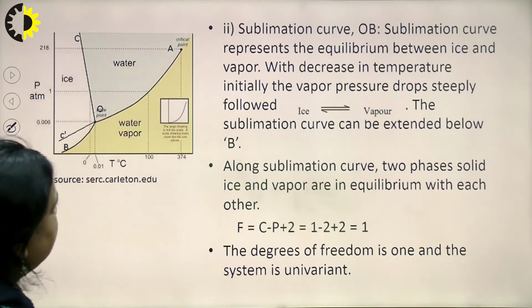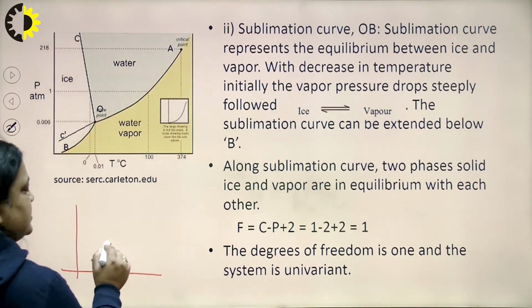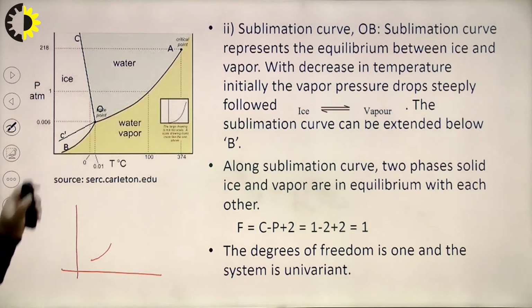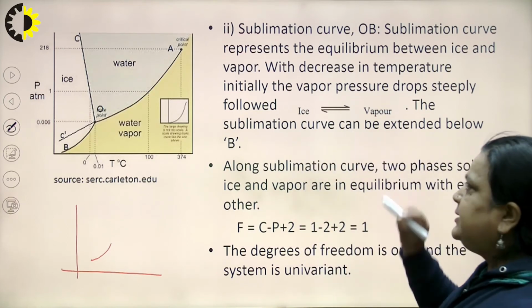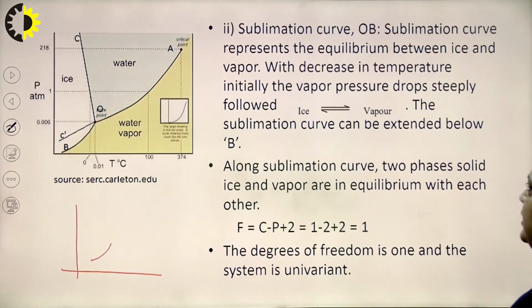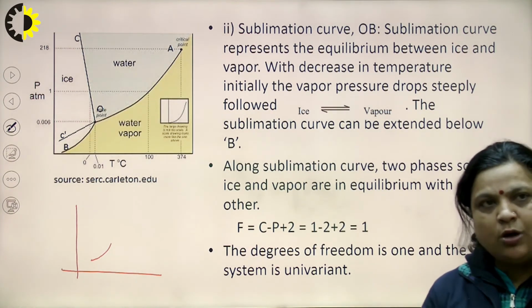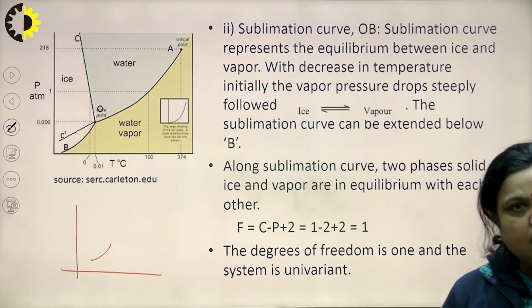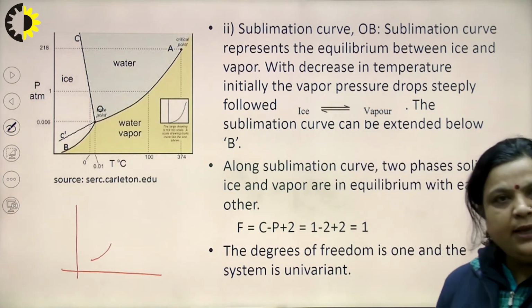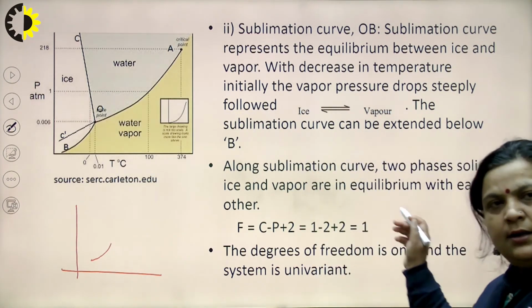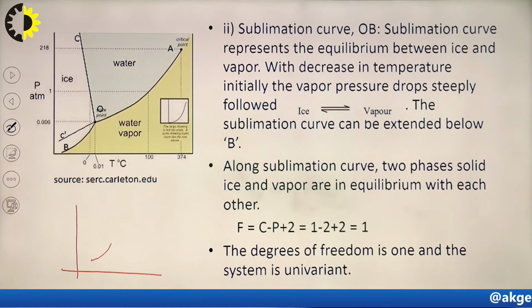Now, second is OB. Along this curve, solid is in equilibrium with vapor, or we can say ice is in equilibrium with vapor. Since this represents the equilibrium between solid and vapor, this is called the sublimation curve, and this curve can be extended below B. Since along this curve the degree of freedom is 1, we can say it is also a univariant system.